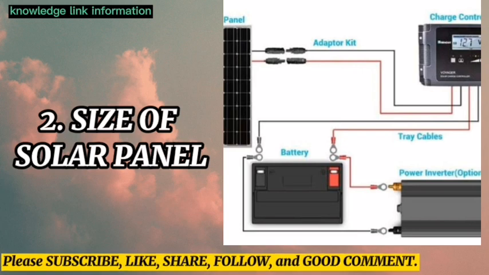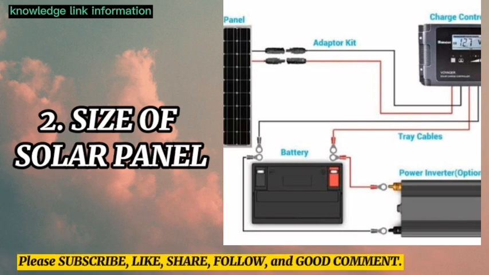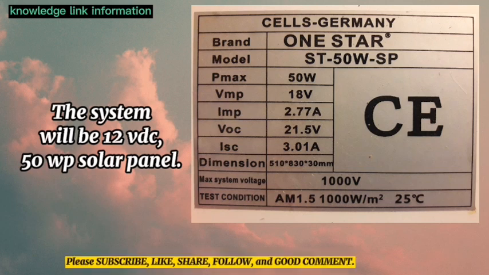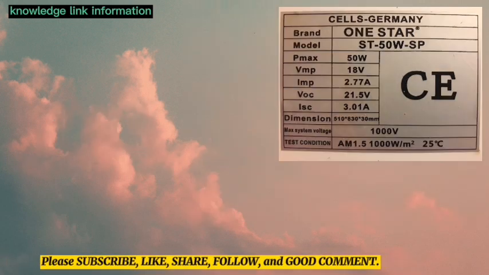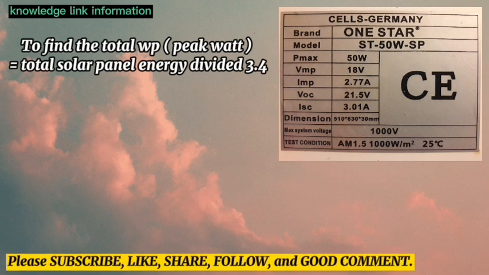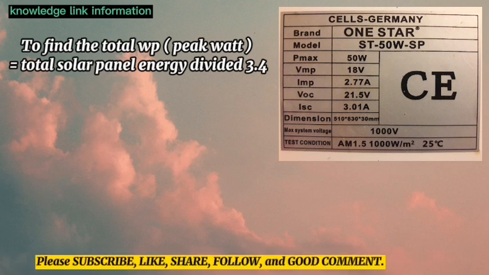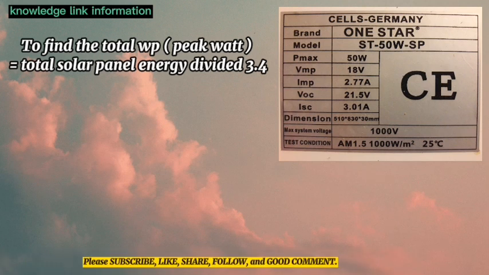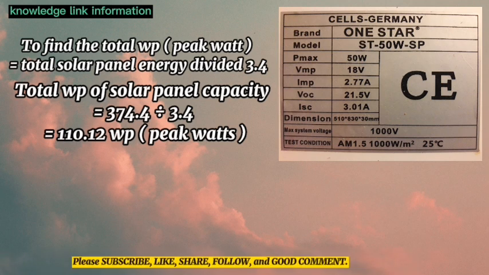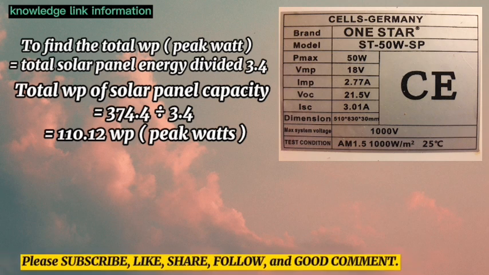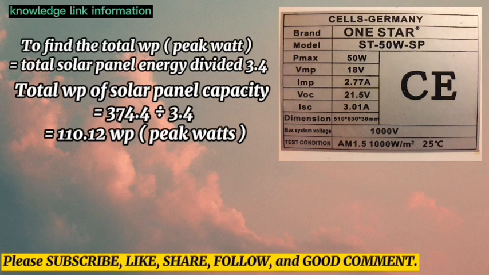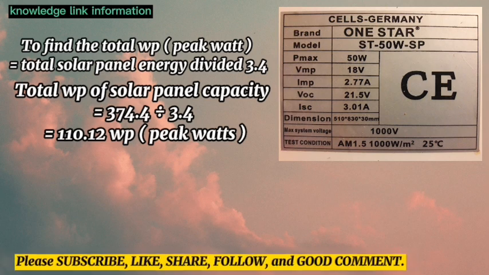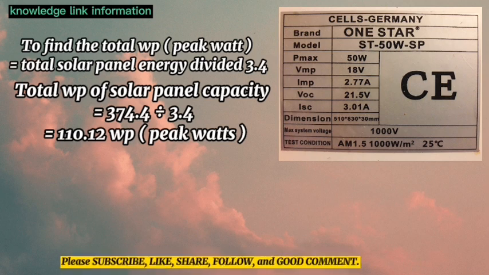Number 2. Size of solar panel. The system will be 12 volt DC, 50 watt solar panel. To find the total peak watt, divide the total solar panel energy by 3.4. Total peak watt of solar panel capacity is 374.4 divided by 3.4, which is 110.12 peak watts.